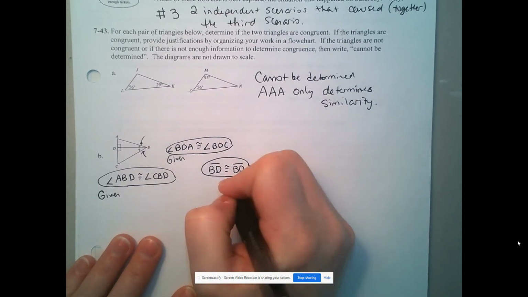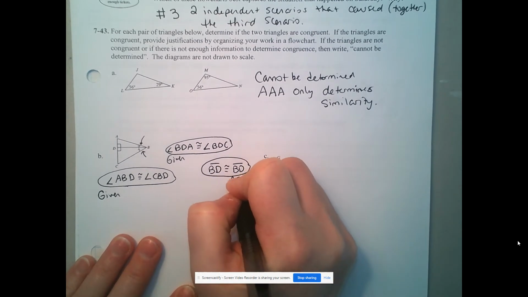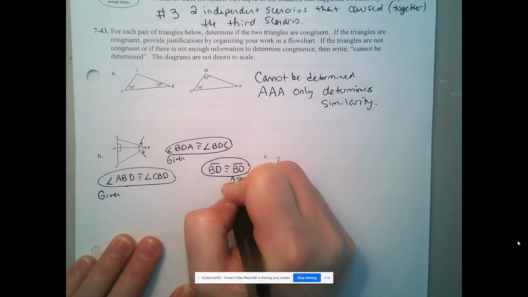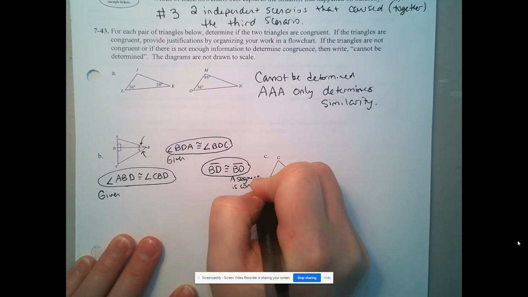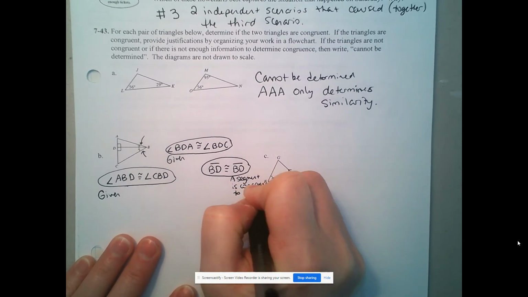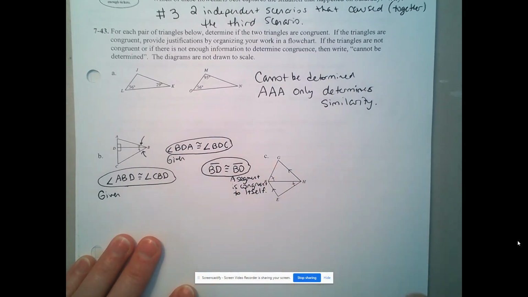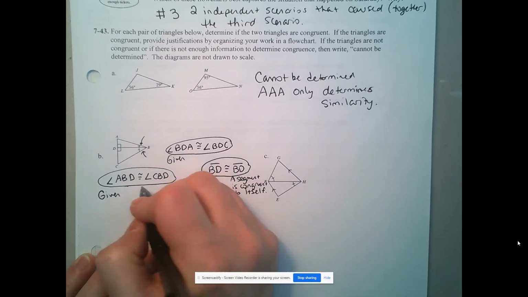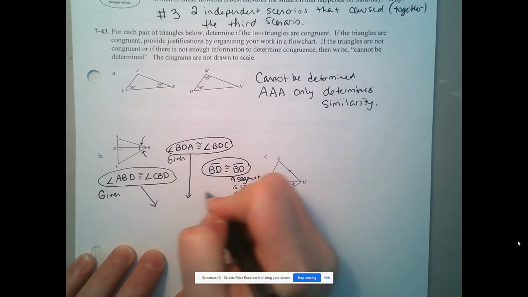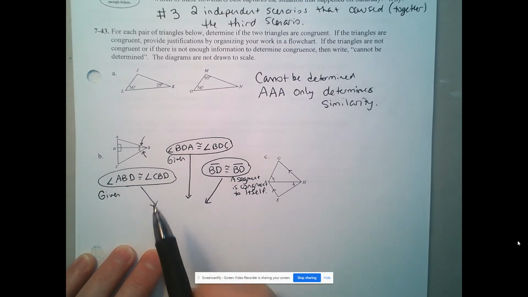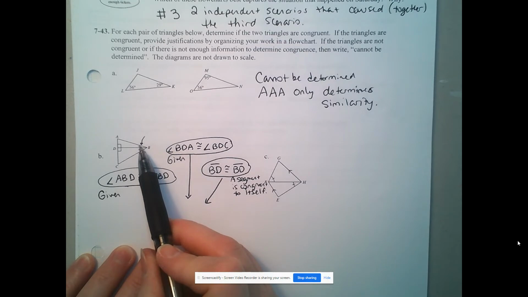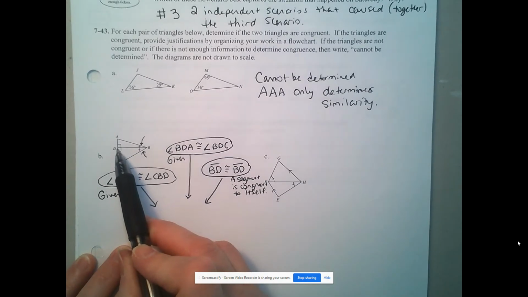So the reasoning for this one is that a segment is congruent to itself. So if two triangles are both using the same segment, we know that that segment is congruent to the segment used by the other triangle because they're the same segment. So using these three pieces of information, we have an angle that's the same. We have another angle that's the same, and then the side that's in between them.